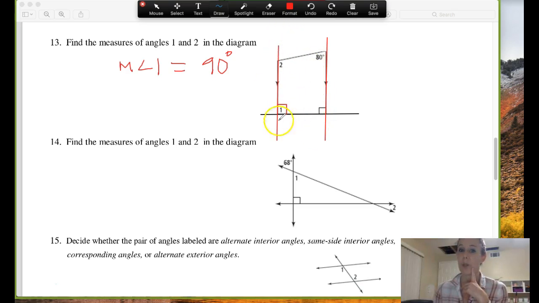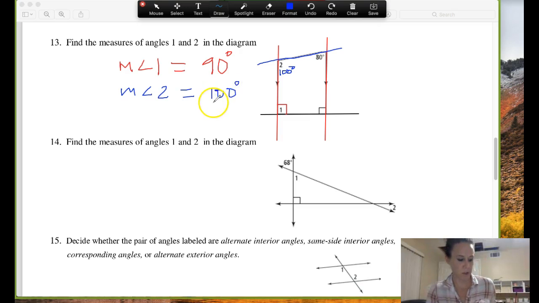Or you could do two parallel lines, and then this is your transversal. Same side interiors are supplementary. So if they add up to be 180 and that's 80, that leaves 100 left here. So know all your little theorems, lots of ways to do this.